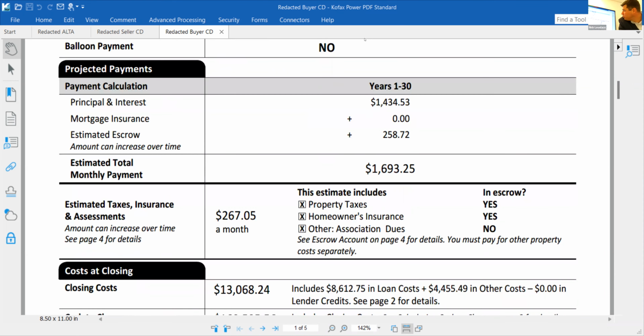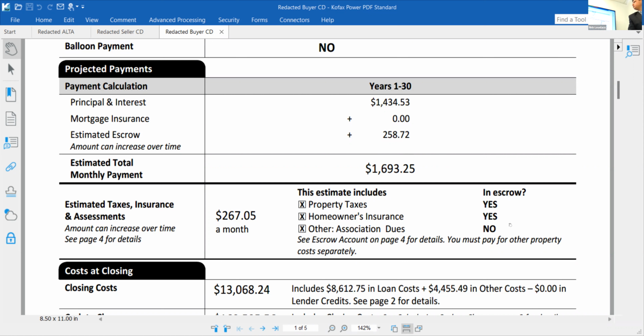And then you've got your escrow account here, and I think this is confusing. I don't know why they structure it this way. It's got your estimated taxes, insurance, and assessments. If you have an HOA, this 267.05 a month is going to be different from this 258.72, and that always throws off clients. Just make sure you point to these yeses and nos over here, because this 258.72 is going to be based upon what's in escrow. So just make sure you point them to that if they have any confusion there.